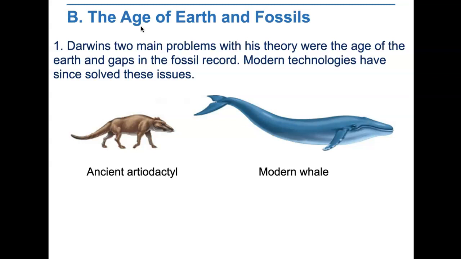Darwin also struggled with what he called the imperfection of the geologic record. Paleontologists in Darwin's time hadn't found enough fossils to document the evolution of modern species from their ancestors. But that changed with the discovery of hundreds of fossils. Many recently discovered fossils now show clearly how modern species evolved from extinct ancestors.